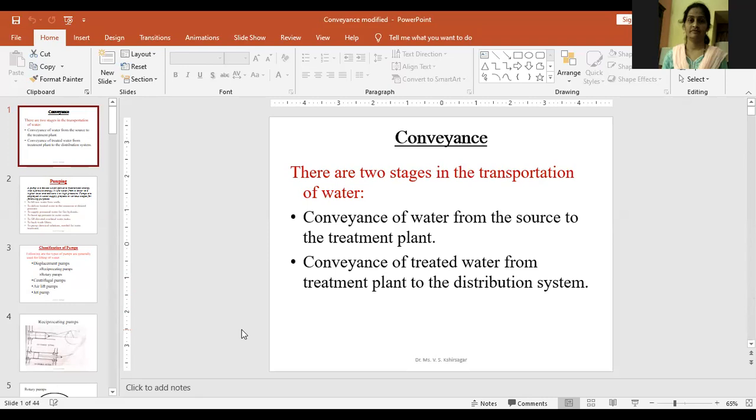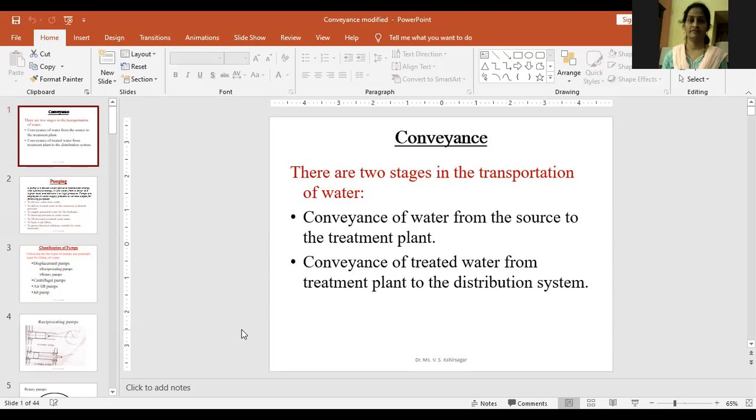But until now, whatever we have studied about the water treatment plant, I hope you understood there are two types of transportation of water. Transportation of water is divided into two stages. What are these two stages? First stage, the water is being collected from the source to the treatment plant, and from the treatment plant to the consumer point. These are the two stages included in water transmission.